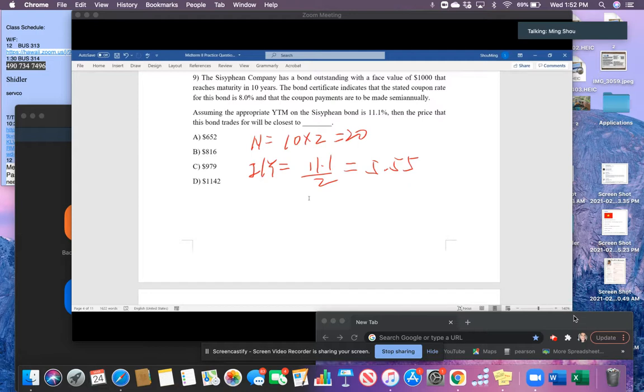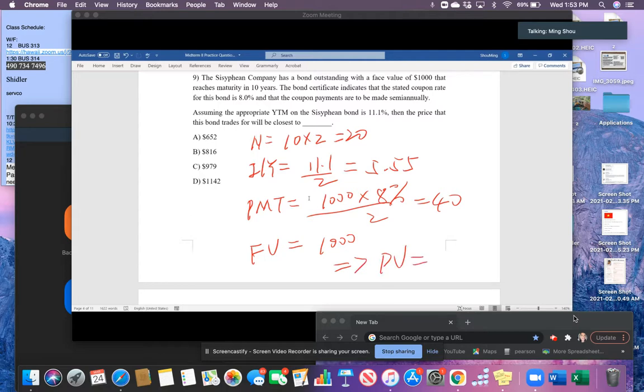And our periodic payment would equal the face value of 1,000 multiplied by the coupon rate of 8% divided by 2, which equals 40. Face value is always given information: 1,000. If you already know the information of 4 buttons out of 5, then you can easily calculate the remaining one, which is the present value. So the present value would equal negative 815.54. So the correct answer should be B, right?